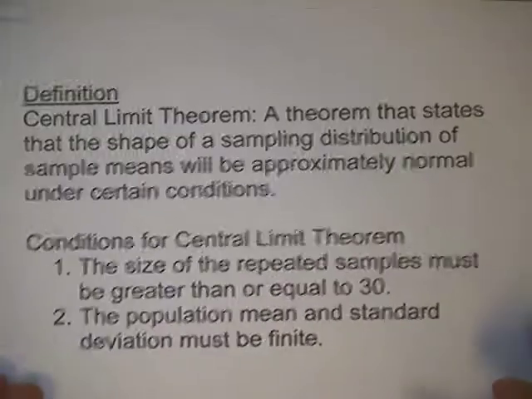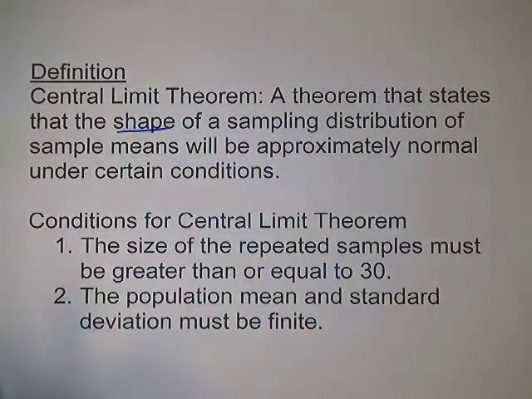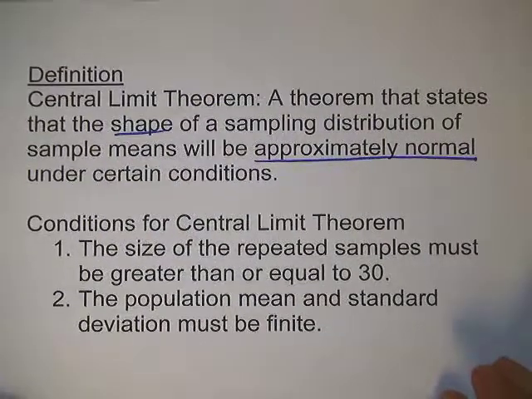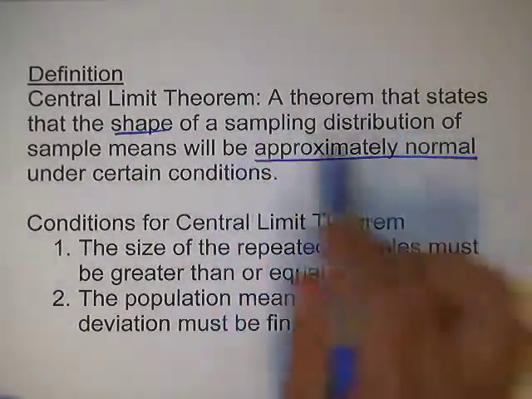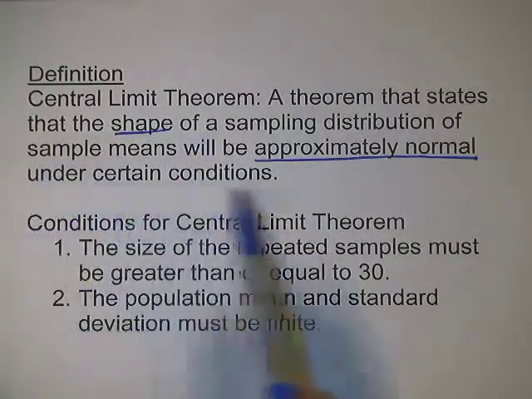A theorem that helps us determine the shape of those sampling distributions is called the central limit theorem. It states that the shape of a sampling distribution of sample means will be approximately normal under certain conditions. Approximately normal is really important because we know a lot of things about normal distributions. We know how to calculate percentages by applying z-scores. So it's good to have a normal sampling distribution. But like I said, there are certain conditions.